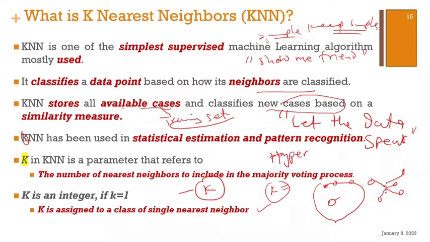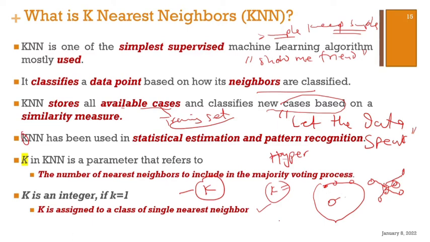If it is only 1 nearest neighbor I want to use, then I will just assume that whatever class this sample belongs to is where my new sample is also going to belong. That is using K equal to 1.